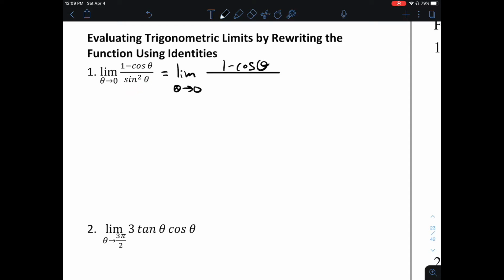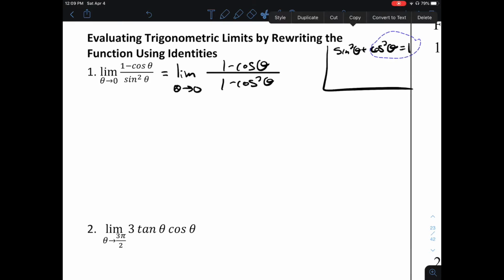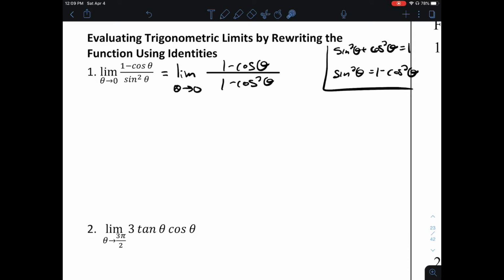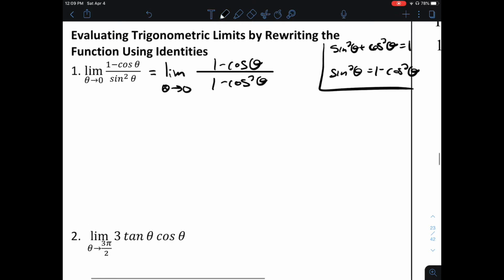Hopefully you recognize that sine squared of theta we could replace with 1 minus cosine squared of theta. Quick review why. Sine squared of theta plus cosine squared of theta is 1. That is the first trig identity that you learned. Then if you subtract cosine squared of theta from both sides, you get sine squared of theta equals 1 minus cosine squared of theta. If you know this without doing the work, then don't do the work. I'm just showing you as a reminder of those who may not remember.